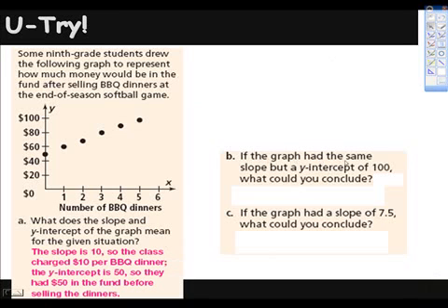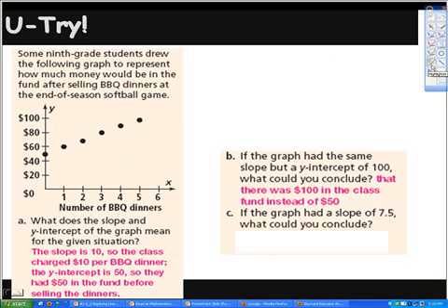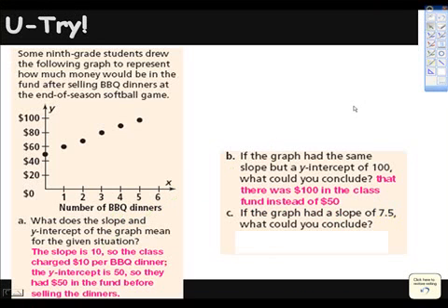How about if the graph had the same slope but a y-intercept of 100, what would you conclude? Well, we conclude that we just started out with $100 instead of starting out with $50. And if the graph had a slope of 7.5 instead of the 10, what would we conclude? Well, we're not selling the tickets for $10. We'd be selling them for $7.50.